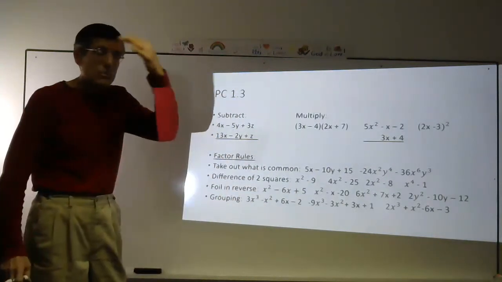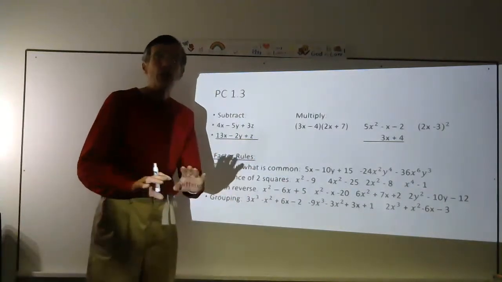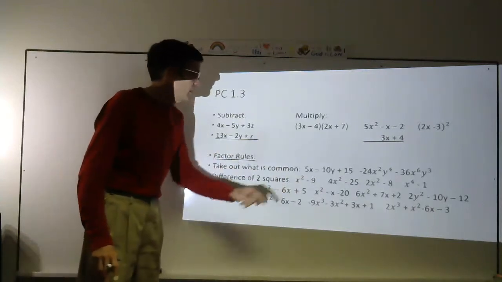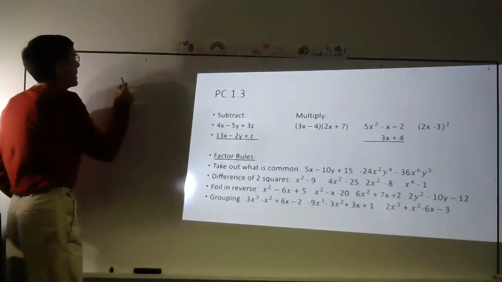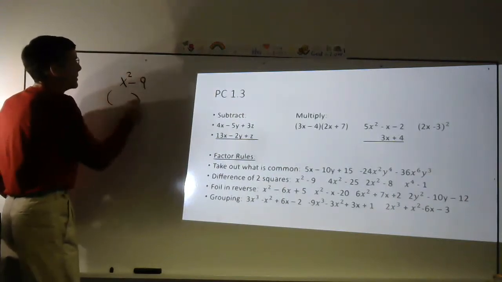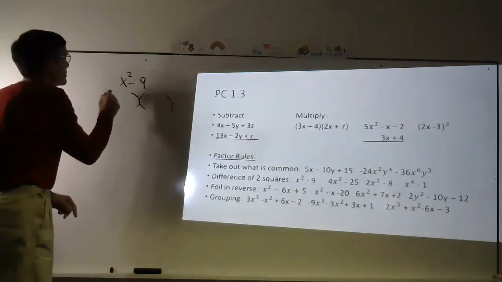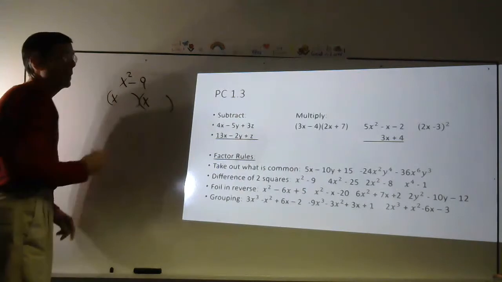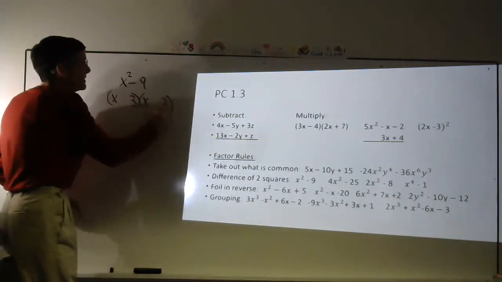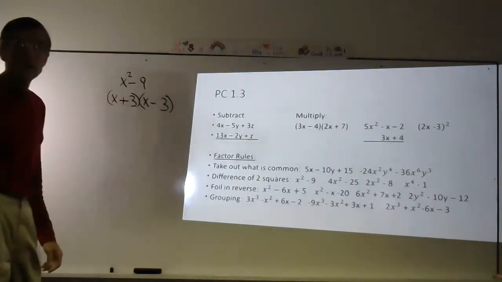So even this is difference of 2 squares. You should mentally be asking yourself, can I first take anything common out of those 2? No, you can't. So go to rule 2. Is it the difference of two squares? X squared minus 9 is the difference of two squares. So I can break it down. I know that x times x will make x squared. I know that 3 times 3 makes 9. And to get a negative 9, one has to be positive and one negative.